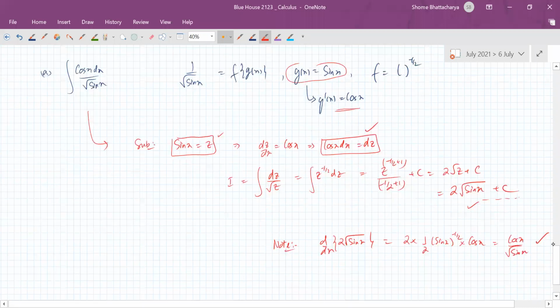So just note down the steps if necessary. If you've done it, it's fine. Try out the fourth question or third question, whichever question you are at. And I'll discuss the second one.